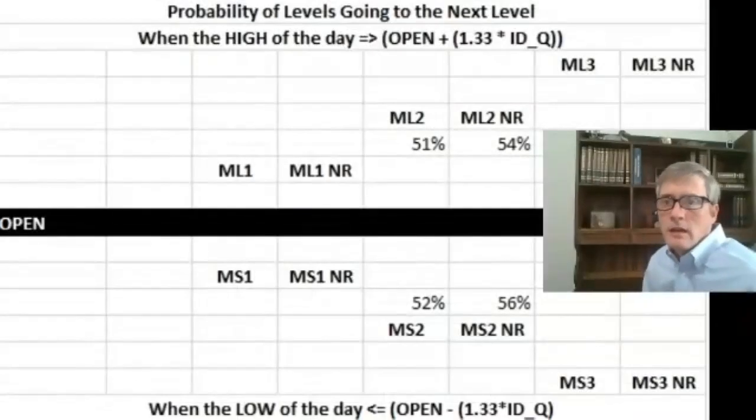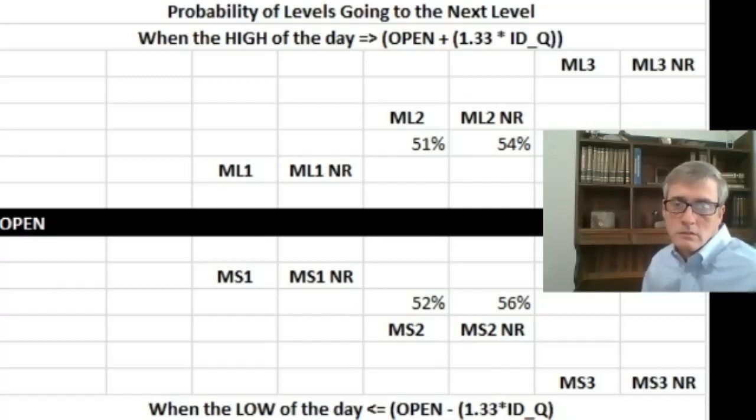So I took the calculation that I used to determine the ML1, and I multiplied that times 1.33 and added it to the open. So it's a new level that exists above the ML1, and it's 33% of the distance from the open to the ML1 greater. So basically it's 33% higher from the open to ML1 plus. So it's not actually to the ML2, because the ML2 would actually be a 100% increase.